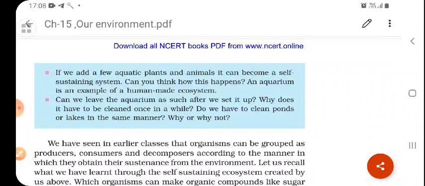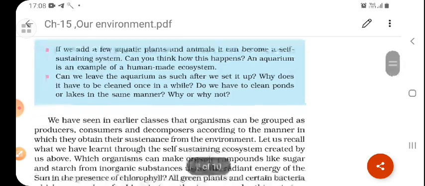Consumers may be of three types: primary, secondary, and tertiary consumers. Primary consumers are herbivores which eat grasses. Carnivores are secondary consumers, and omnivores eat both plants and animals. Tertiary consumers are third order, the bigger carnivorous predators. In this way we can define these components.